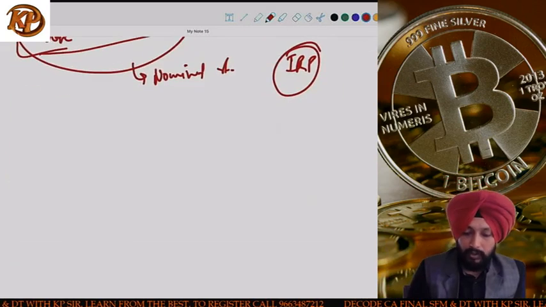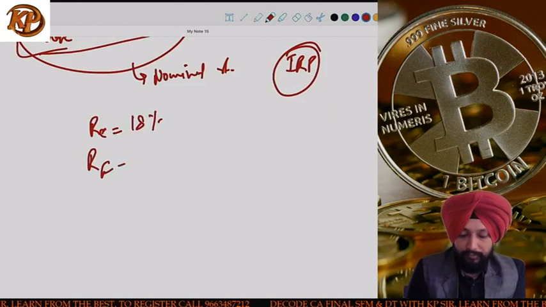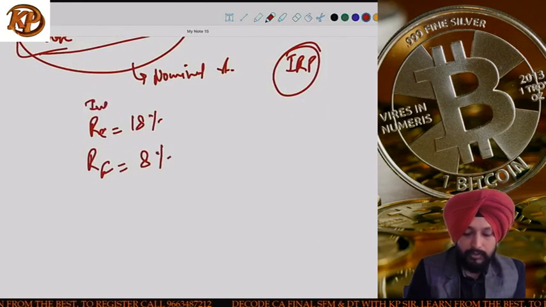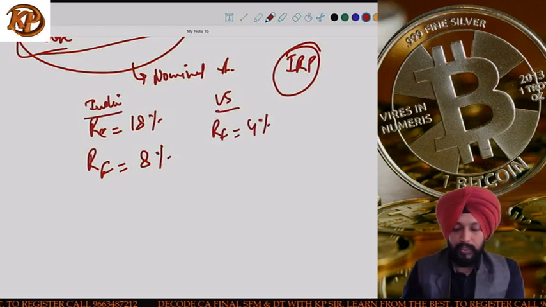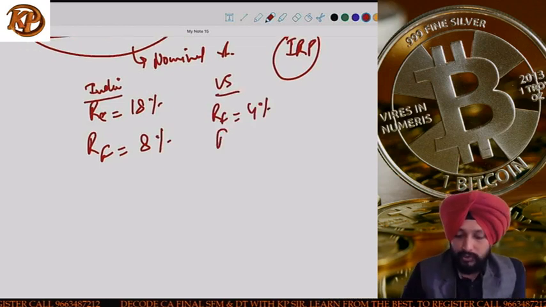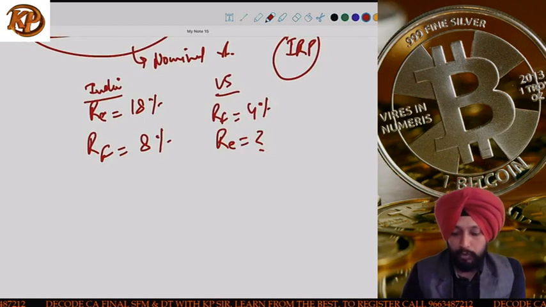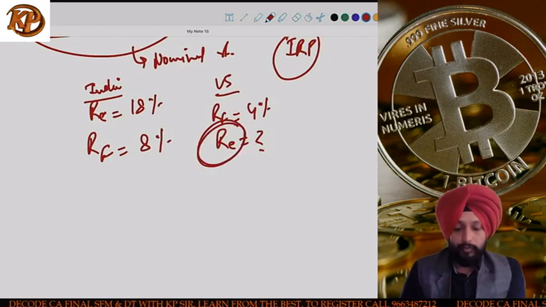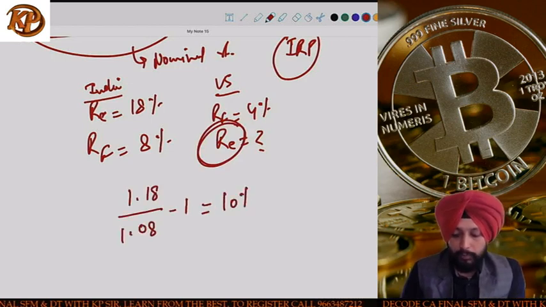Okay, suppose RE in India is 18%, RF in India is 8%. This is India, guys. US RF is 4%. Now what I'm explaining to you is that RE in US is missing, not given. But I'm doing the foreign currency approach. Foreign currency approach means this is the discount rate. So first what you do is from Indian rates, suppose this comes to 10%.